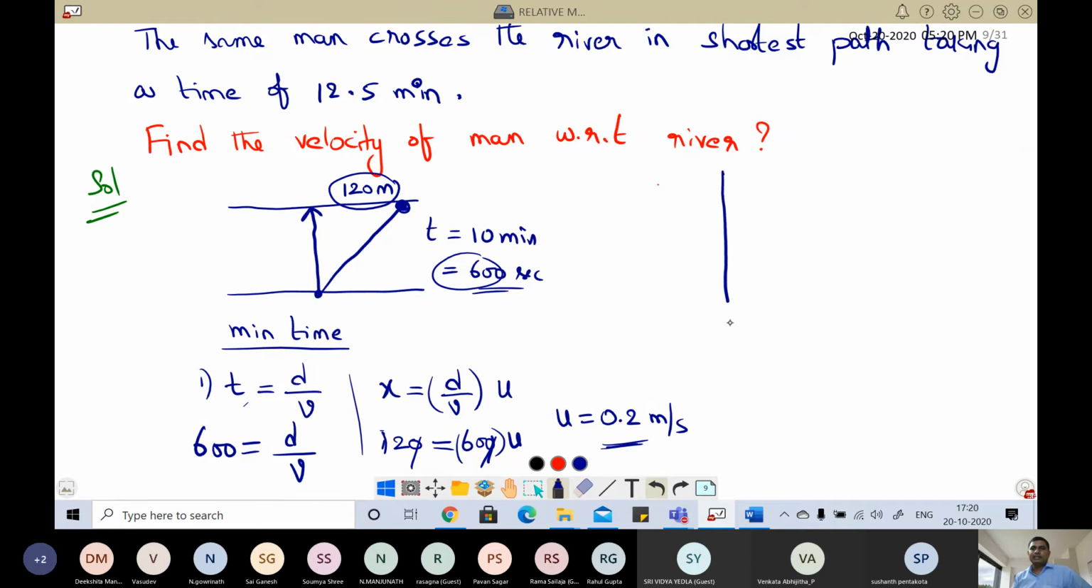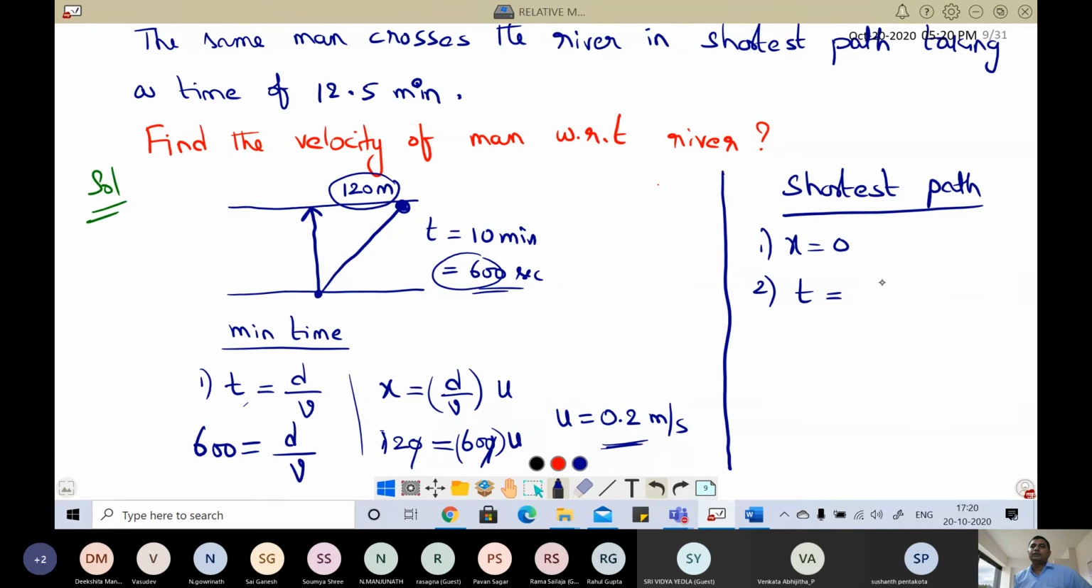Now next case is crossing the river in the shortest path. They gave time as 12.5 minutes, and we know in that case, the shortest path, the drift will always be 0. Only time will be there. Time equation we know, T is equal to d over root of man's effort square minus river velocity square. 12.5 minutes means, each minute is 60 seconds, how much is this? 750, correct?